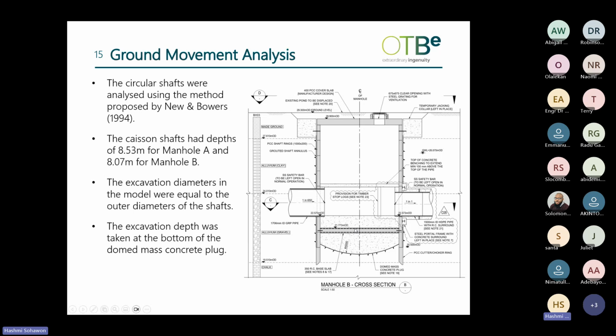So to get the ground movements that is proposed with such a shaft, the method proposed by Meads and Bowers was used. These are computed separately using a spreadsheet, and then we import them on the software XDIS. In the XDIS model, the excavation diameters of the shaft were used, and the excavation depth was taken at the bottom of the Domas concrete plug. This is the Domas concrete plug. It's quite important for buoyancy and making sure there's no uplifting. But I'm not going to talk too much about this.